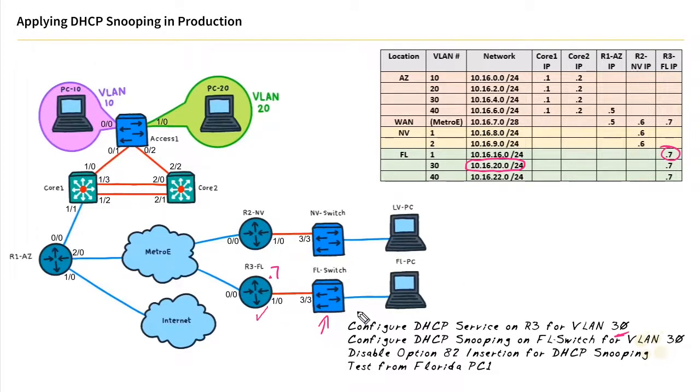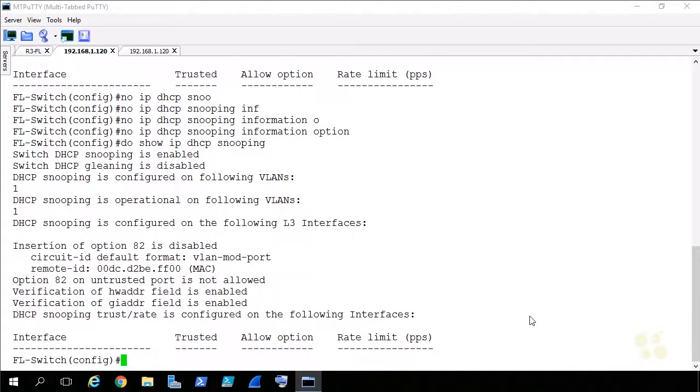But what we don't have yet is this port 3/3 identified as a trusted port that will allow the DHCP services to do offers and acknowledgments and server type messages back into the network. So let's also specify interface 3/3 on the switch as a DHCP snooping trusted port. So back on the Florida switch, we'll go into interface gig 3/3. And also we should do this.